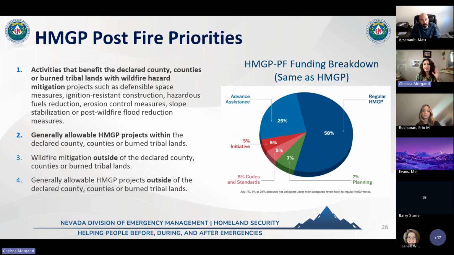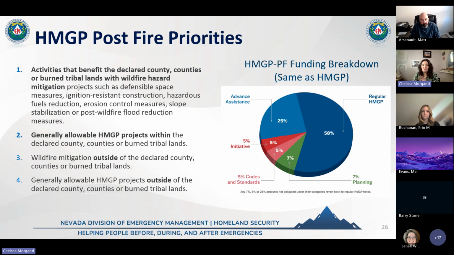HMGP post-fire, like I said, the basis of all of these disaster programs is that HMGP. So HMGP was the beginning of it, and now HMGP post-fire is a new grant that was built on top of HMGP because there was widespread national recognition that the post-fire events can be very devastating. So it's the same breakdown, that the wheel of funding is broken down in the same way.